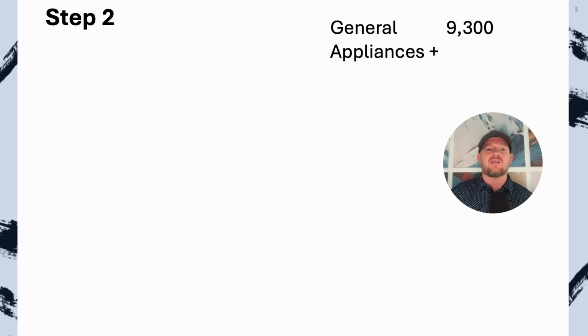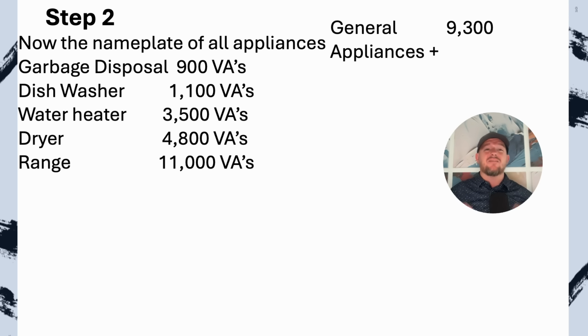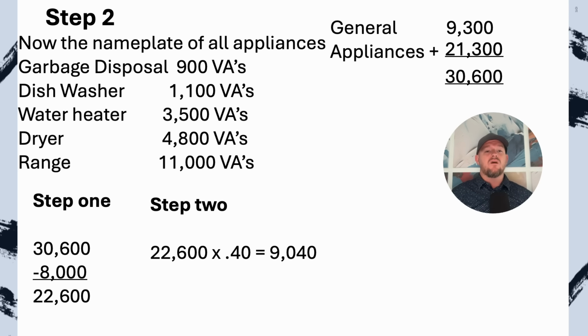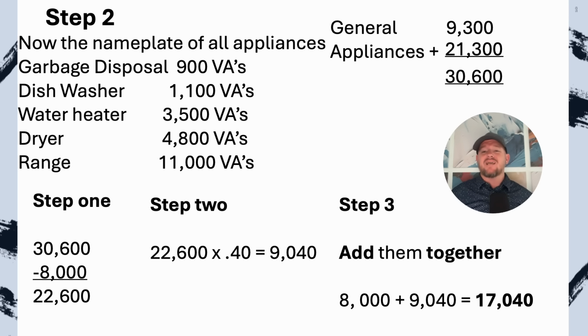Thankfully, with the appliances, it's very simple. We just take the nameplate of them all. We take and total these all up, and we end up with 21,300. Now, let's go ahead and apply our demand factor. We total those two together. That gives us 30,600. We take our first 8,000 at 100%. Then we take the remainder and multiply it by 0.40. Then we take and total those two back together. And that gives us our total general and appliance load after demand factors.